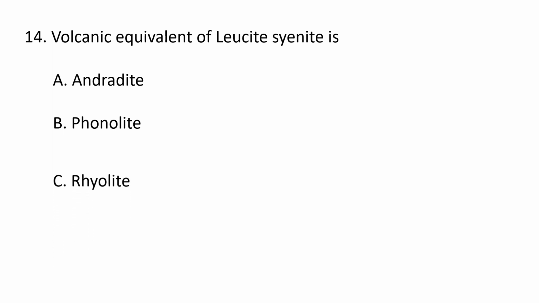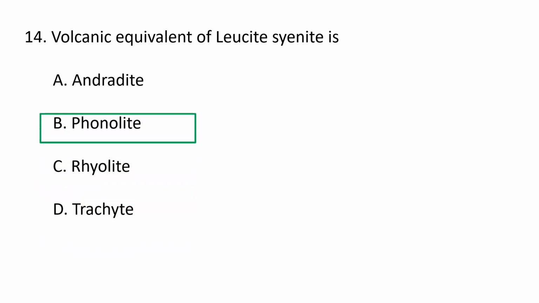So, phonolite is any member of a group of extrusive igneous rocks, that is lavas, which are rich in nepheline and potash feldspar. The typical phonolite is a fine-grained, compact igneous rock which splits into thin and tough plates. And they make a ringing sound when struck by a hammer, and hence the rock's name is phonolite. Okay, so volcanic equivalent of leucite syenite is phonolite. B is the correct option.